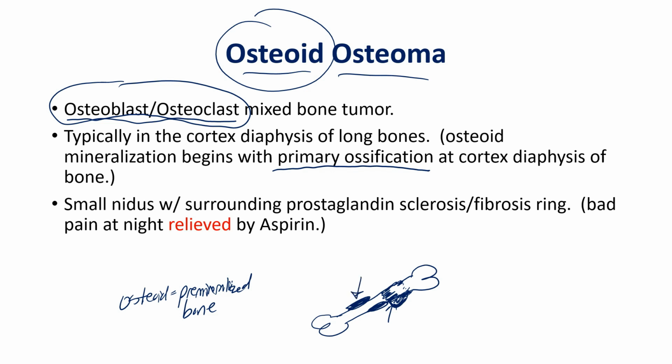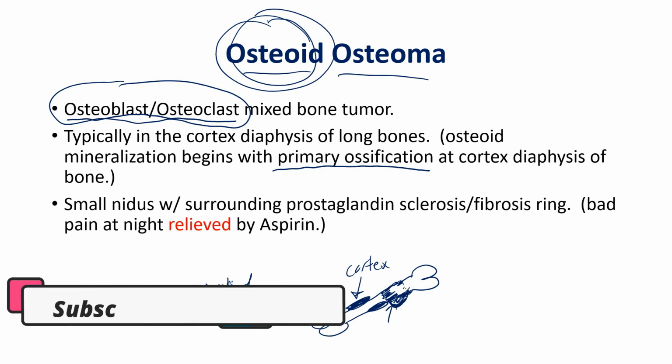If you need osteoid and it's starting from the outside and this tumor is altering this pathway, it's messing with the osteoid in essence through the osteoblast osteoclast mixed bone tumor, it's naturally going to present at the outside because that's where the primary ossification involving osteoid happens. Okay, so that's how I kind of keep that straight for the location of this particular bone tumor.